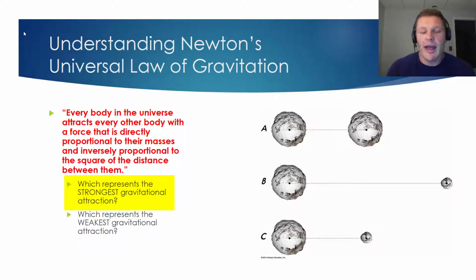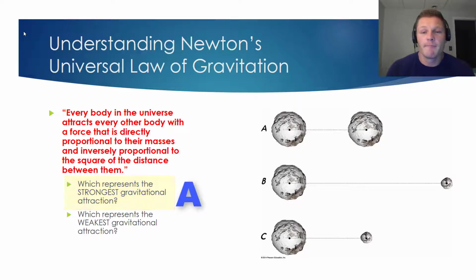To answer this question, we have to know that the gravitational force is directly proportional to the masses of the two objects. The higher the mass of the two objects, the greater the gravitational attraction will be. But we should also realize that the gravitational force is inversely proportional to the square of the distance between them. What that basically means is the gravitational force will get smaller and smaller as objects get further away from each other. So our answer to the first question has to be choice A. The strongest gravitational attraction will exist between these two objects because they are the most massive and they're relatively close to one another.